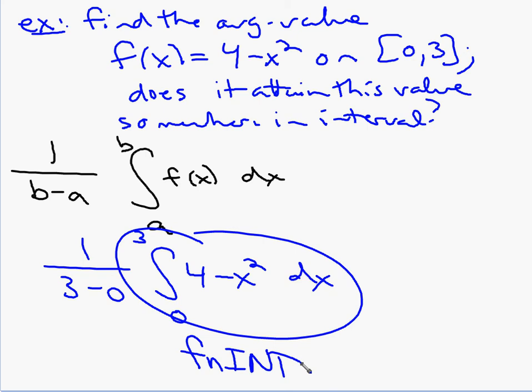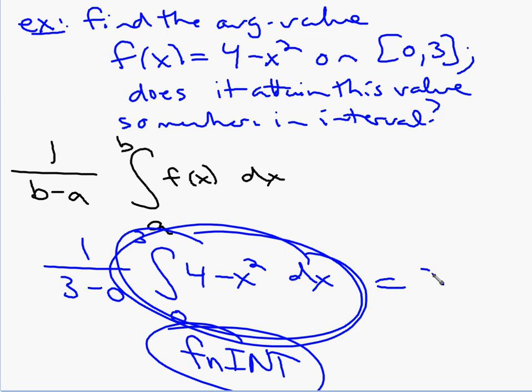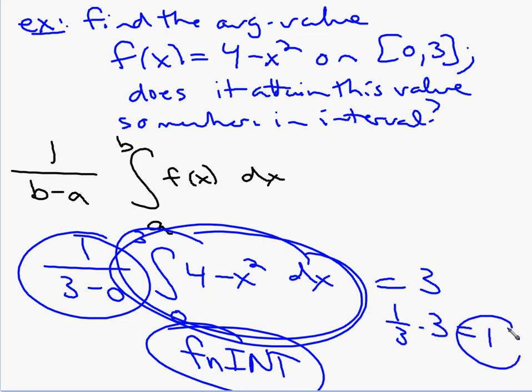Okay? What I'm going to tell you is that in this situation, if you do this on your calculator, okay, use the fnInt feature of your calculator, you're going to find out that this thing is 3. Okay? But what are we multiplying it by? Don't I need to multiply it by 1/3? So it's going to be 1/3 times 3, which is going to be 1. And that's your average value.